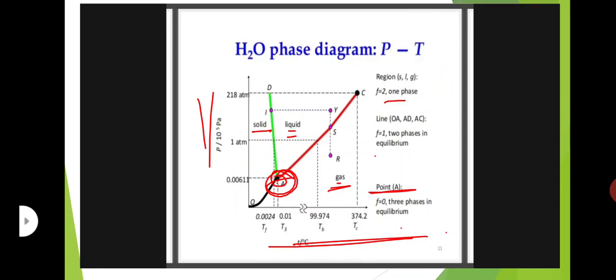Along the regions only one phase is present, so here the degrees of freedom value is 2. Along the lines two phases are present, so the degrees of freedom value is 1. At the triple point three phases are in equilibrium, so here the degrees of freedom value is 0. Okay, this is the total phase diagram of the water system.